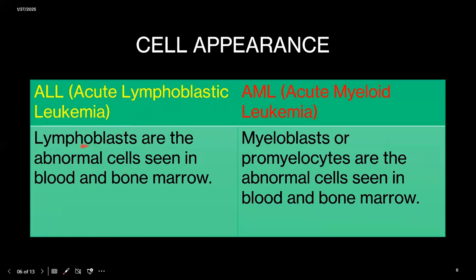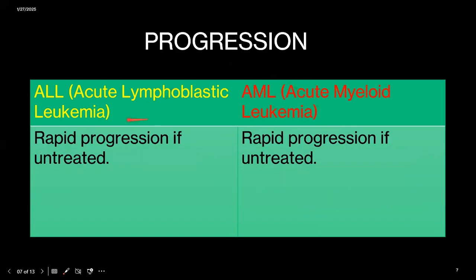Cell appearance. Lymphoblasts are the abnormal cells seen in blood and bone marrow, as it affects the lymphoid lineage. In AML, myeloblasts or promyelocytes are the abnormal cells seen in blood and bone marrow, as it affects the myeloid lineage. Progression: rapid progression if untreated in both cases, ALL and AML.